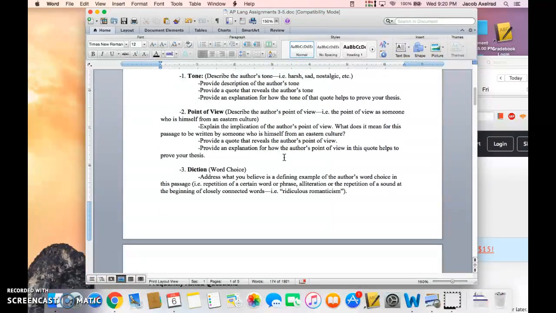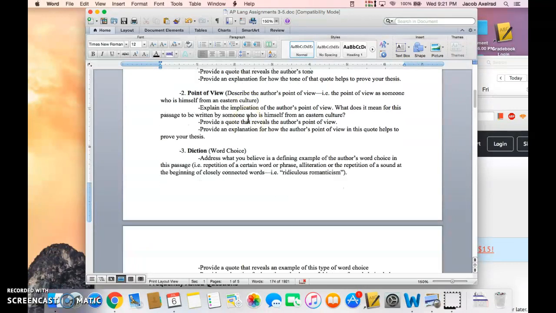So then from there, going through with the 5-paragraph essay structure, you might have one paragraph on tone, in which you would provide a description of the author's tone. Tone can be something like harsh, or sad, or nostalgic, etc. You would then want to provide a quote or an example from the text that reveals that author's tone. And then you would want to provide an explanation for how the tone of that quote helps to prove your thesis.